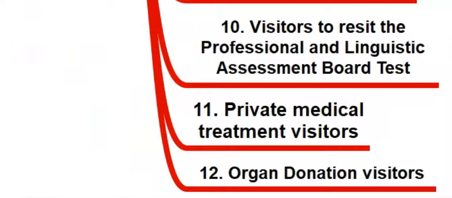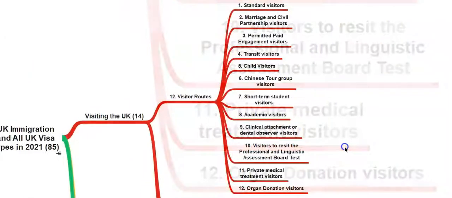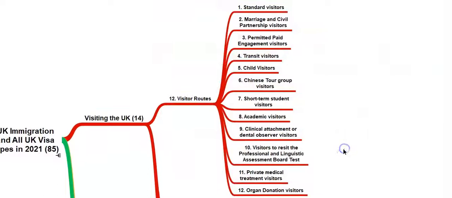And the final type of UK visitor application which you can make is called organ donation visitors. This type of visa is for those who intend to donate an organ to an identified recipient in the UK, and they can also come to the UK for an assessment as a potential organ donor. So they'll need to prove that they have a genetic or close personal relationship with the recipient. So these were our 12 types of visitors.